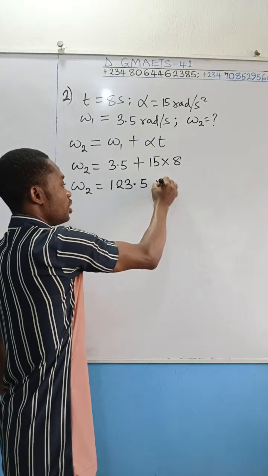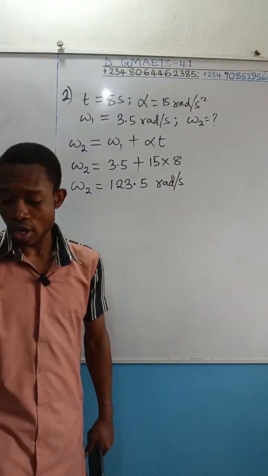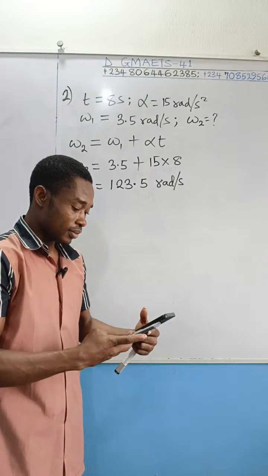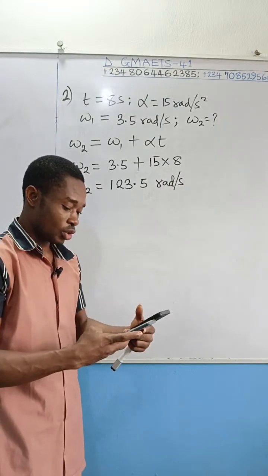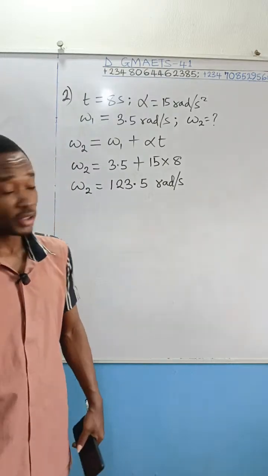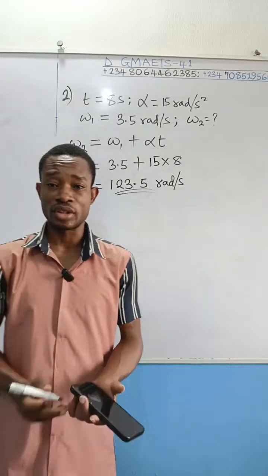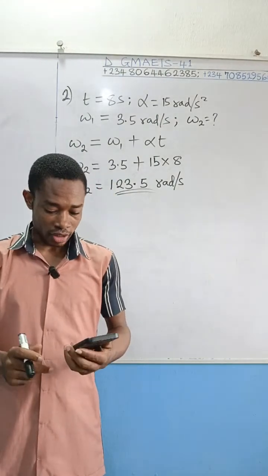123.5 in the unit of radian per second. You can work that out with your calculator if you so wish. 15 times 8, and then 120, you are adding 3.5 to it. So you get 123.5 in the unit of radian per second. So that's the solution to that question. All right, let's move on.